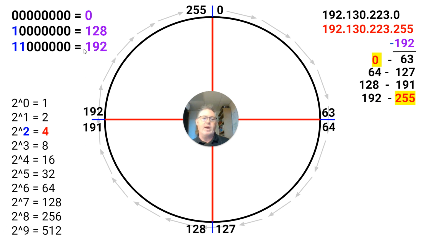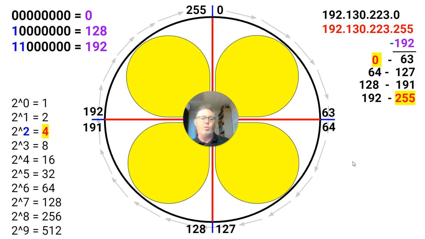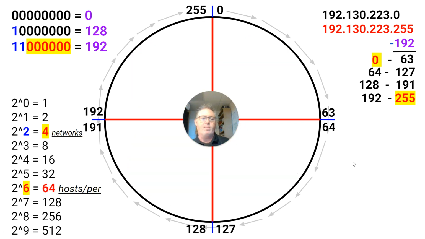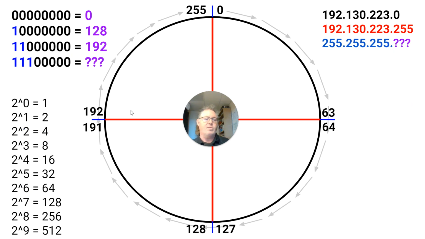Each range is going to have 64 total numbers in there. So 4 networks, there they are. Each network is going to have, because we have 6 zeros left in the mask, 64 hosts for each of the 4 networks. All right, let's go one step further.